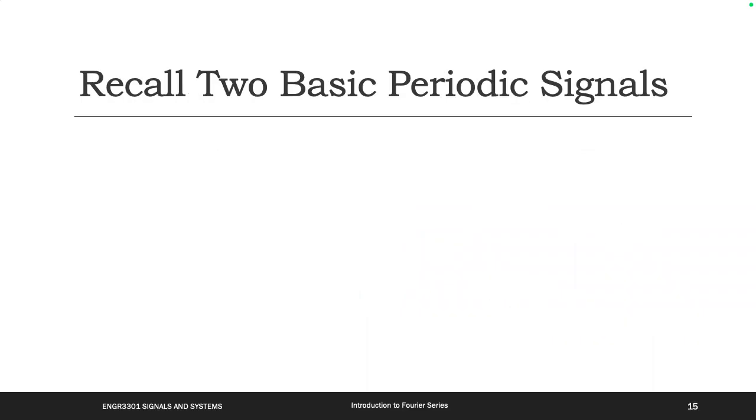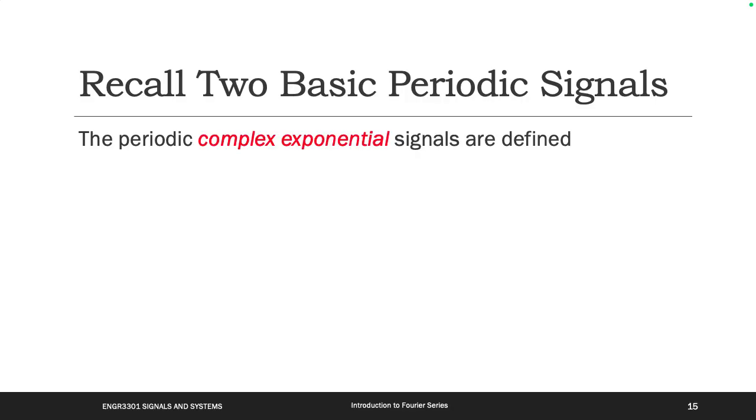Okay, let's try to recall two basic periodic signals. Do you know what those are? Actually, we learned this in chapter 1. We have already talked about it at the beginning of this class. One is complex exponential signals, and the other is sinusoidal signals. Those are the two basic periodic signals. The periodic complex exponential signals are defined like this, and we use this form to represent complex exponential signals.